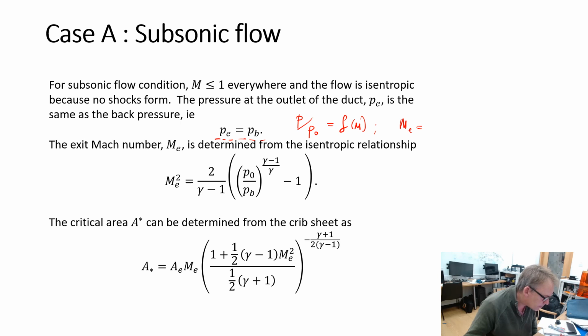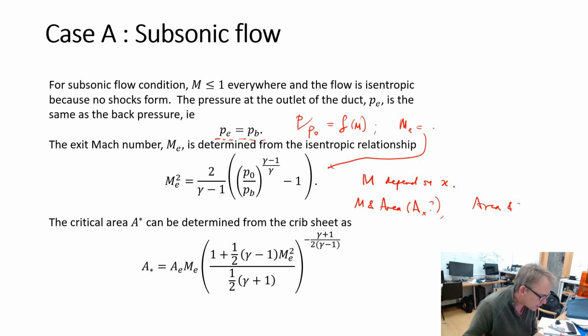So the exit Mach number will then be, in this particular case, determined by P0 over PB. Now, what we're trying to find is how the Mach number depends on X, which is a distance along the throat. Well, what we know is a relationship between Mach number and area, which has got a star in it. We don't know what that is at the moment. And we know a relationship between area and distance. And so what we do is use our area and Mach number relationship to try and determine A star.